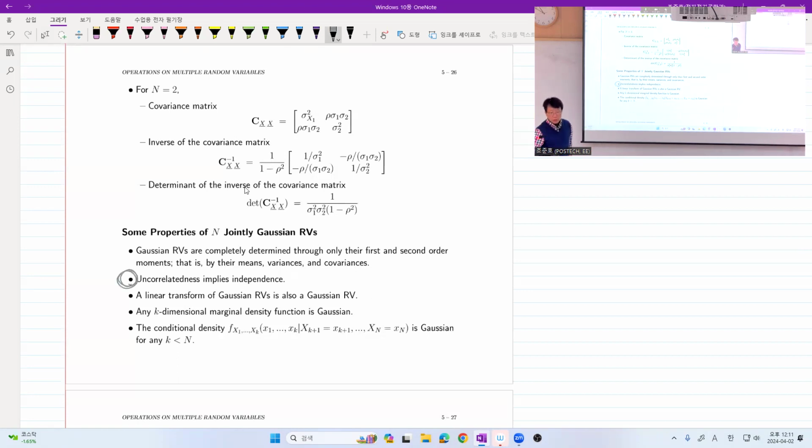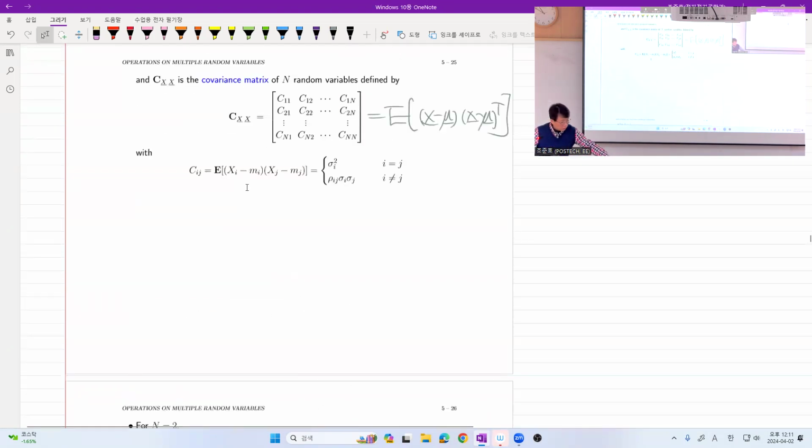Again, uncorrelatedness implies independence. But we defined uncorrelatedness among n random variables? No, between two random variables. So what's going on? Dr. Joe, it is time to wrap.